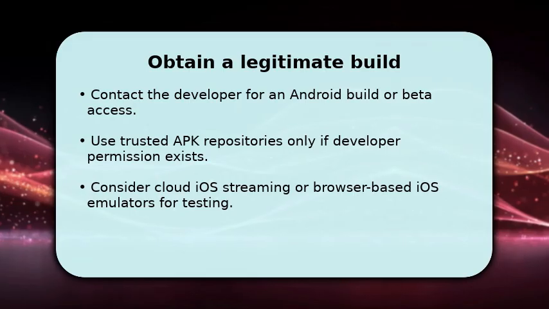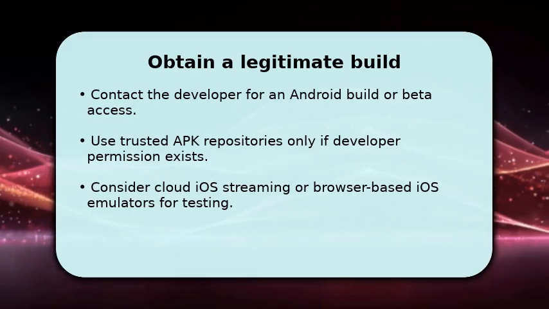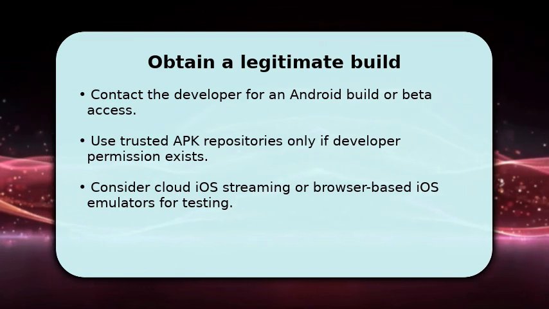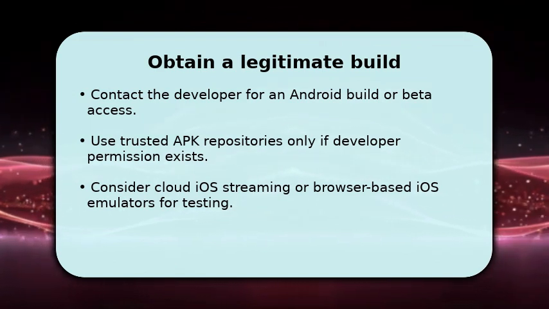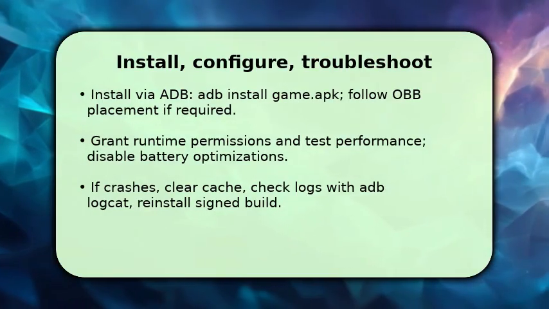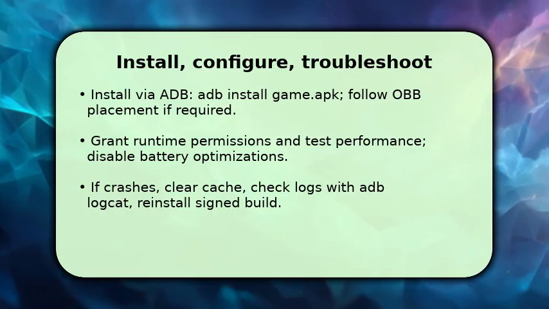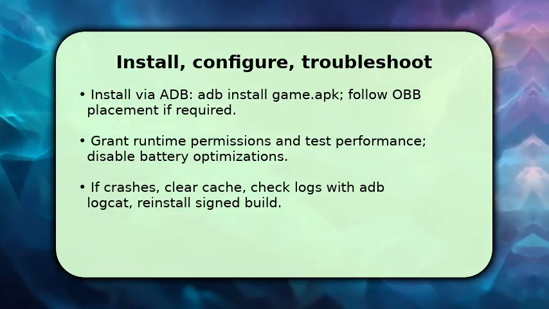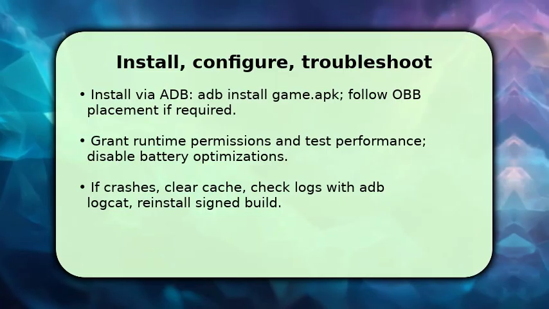To finish, install the provided Android package using ADB, adb install game.apk, and place any OBB in Android/obb/package name if needed. Once installed, grant runtime permissions and disable aggressive battery optimizations so background processes run smoothly. Test controls and graphics settings. Lower quality if performance is poor.